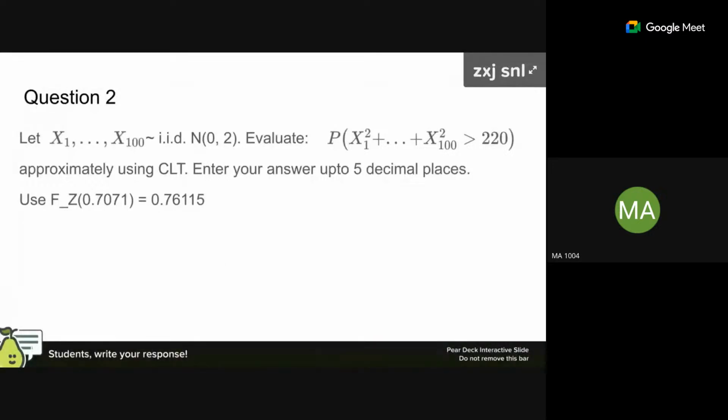That was another way, but here the simplest way is: if xi's are following normal distribution with mean 0 and variance sigma square, then the summation of xi square will follow gamma distribution with given alpha and beta. Okay.